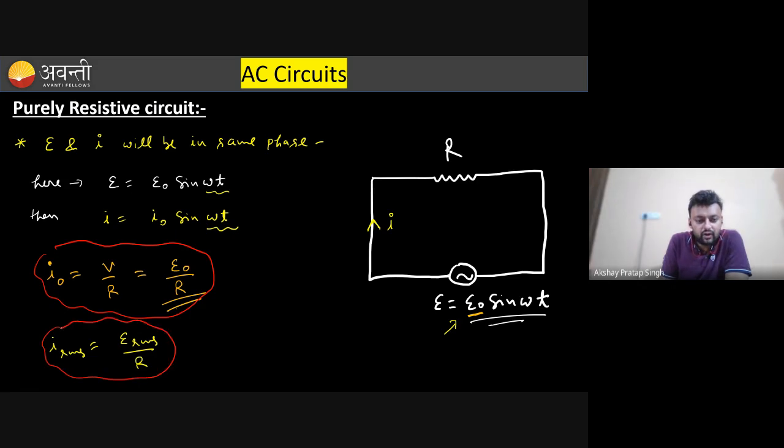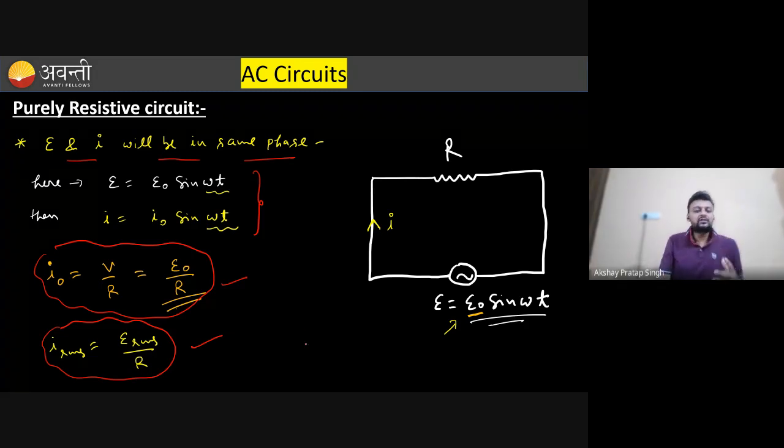So IRMS is what? ERMS by R. I naught is what? E naught by R. What is the punchline? EMF and current will be in same phase. Now, after knowing these two things, their phase, their equation, the maximum current, the RMS current, what is next? We can draw the phasor diagram, we can draw the waveforms.